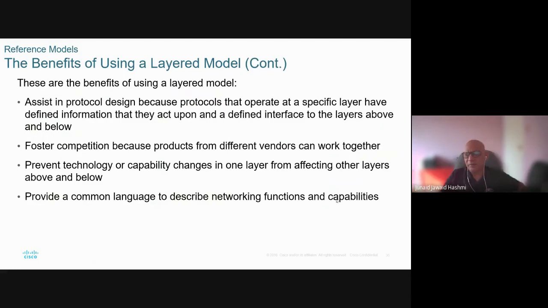There are a lot of benefits of using a layered model. It assists in design that operates at a specific layer. Faster competition, because products from different vendors can work together. That's the biggest advantage of the OSI layers.